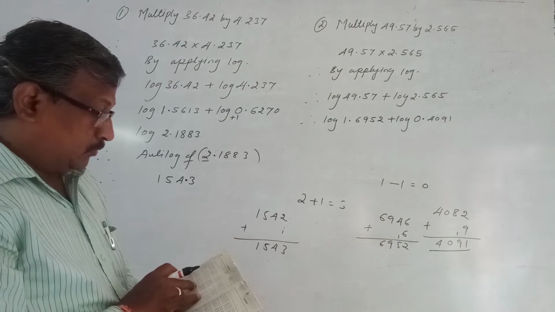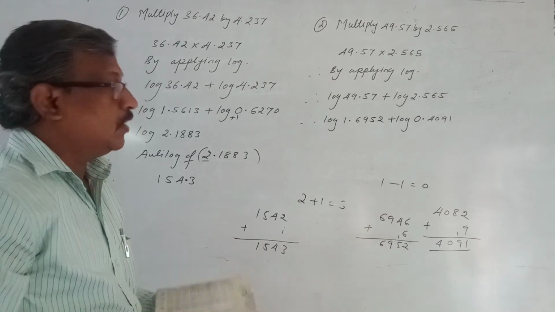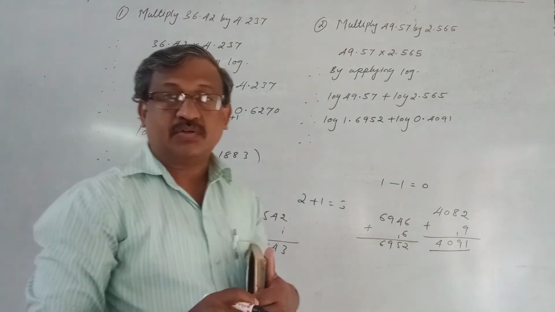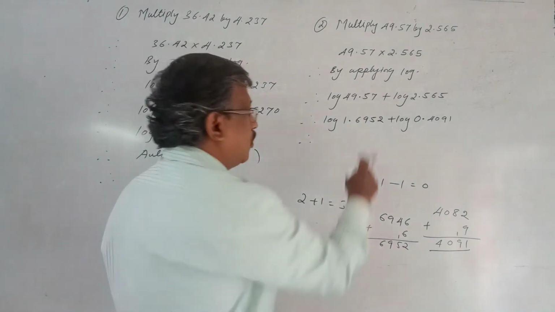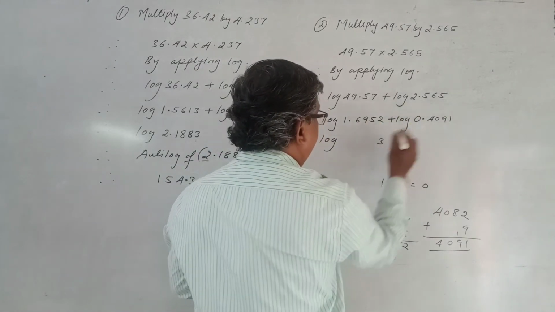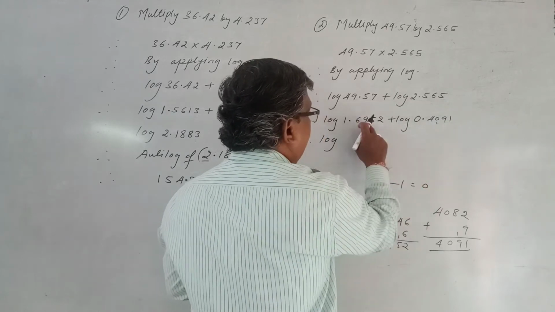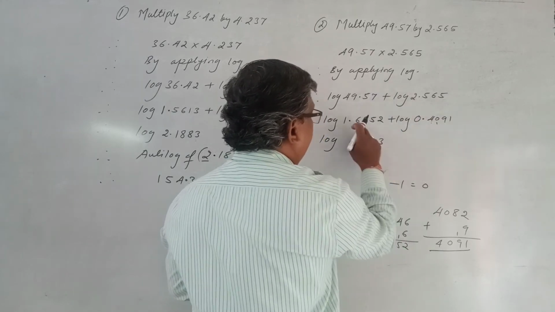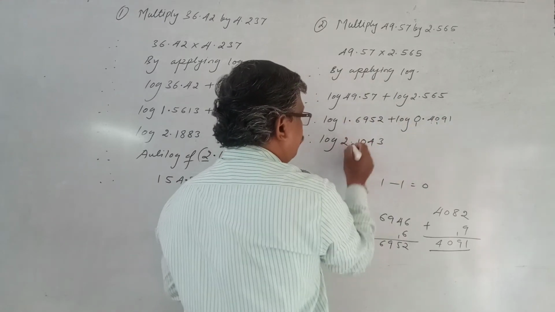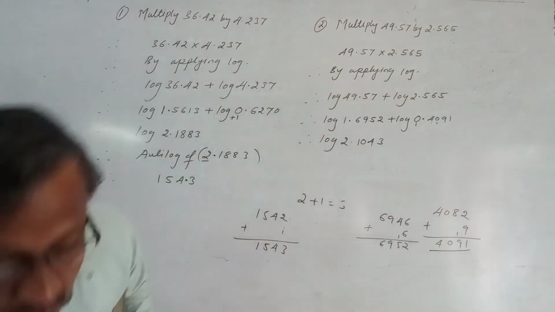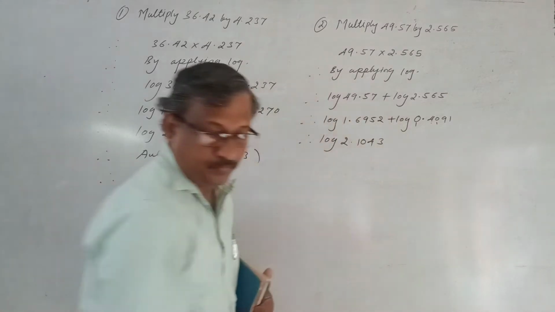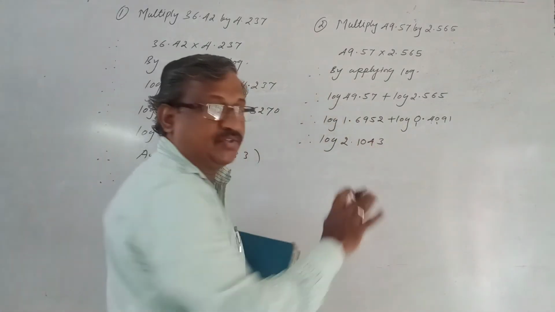Clear? And now what you have to do? These two logs we have to add. When we add these two logs, then our multiplication gets completed. So add these two logs. So it is 2 plus 1, it is 3; 5 plus 9, 14, carry 1; 9 plus 1, it is 10, carry 1; 6 plus 5, you get 11, carry 1; 1 plus 1, you will get 2. So after adding these two logs, we have got 2.1043. Okay, so our multiplication is over.